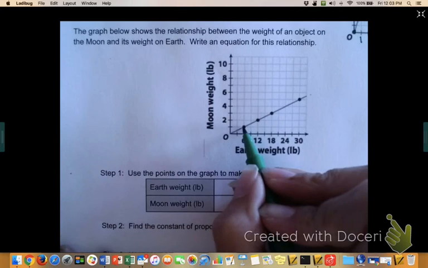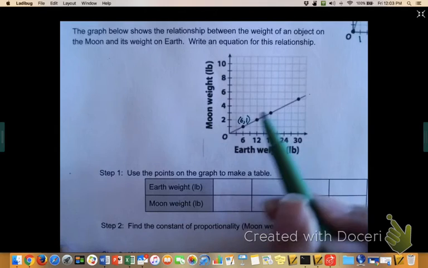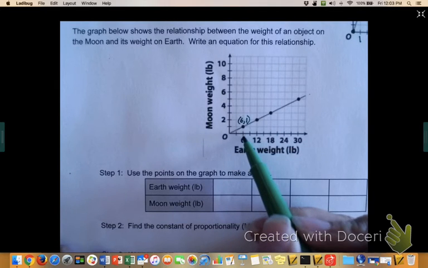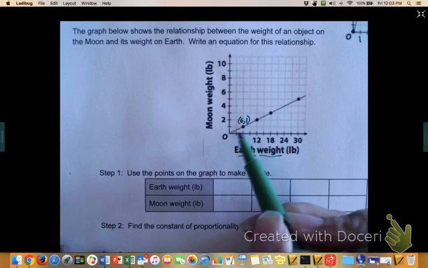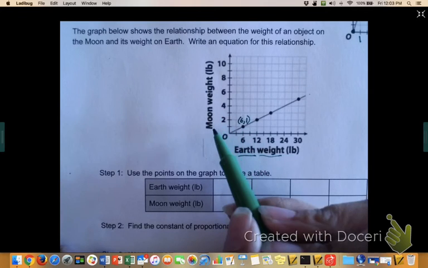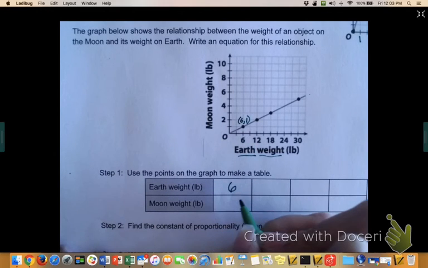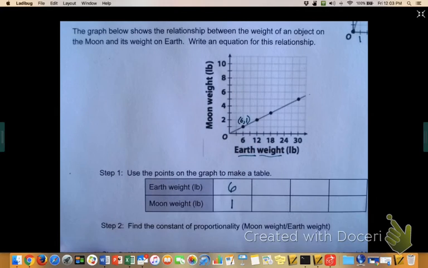All right, our first coordinate looks like it's over 6 and up 1. So the coordinate is 6, 1. What does that represent? It looks like it represents that at 6 Earth pounds, I would only have something that weighed 1 moon pound. So if on Earth it was 6, it would only weigh 1 pound on the moon.